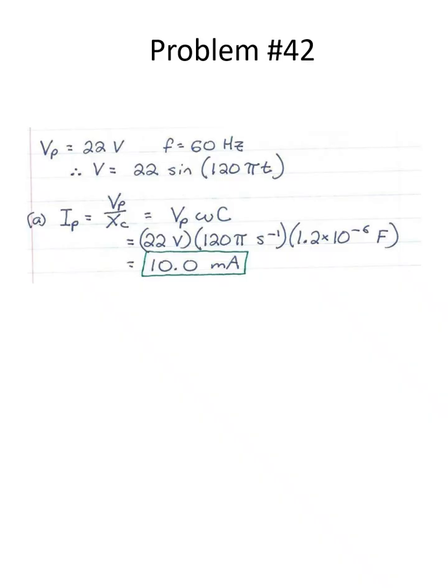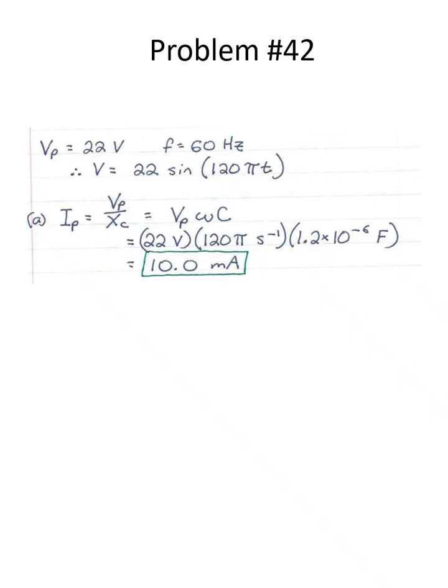Number 42 says a 1.2 microfarad capacitor is connected across a generator whose output is V equals Vp sine 2 pi Ft, with Vp as 22 volts and F 60 hertz, and t is in seconds. Find the peak current and the magnitudes of the voltage and the current at 6.5 milliseconds.